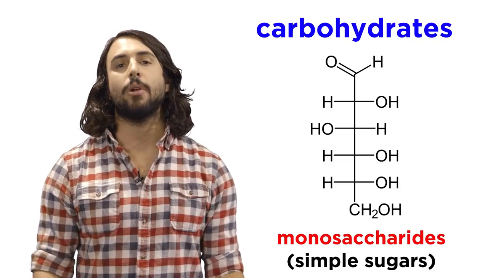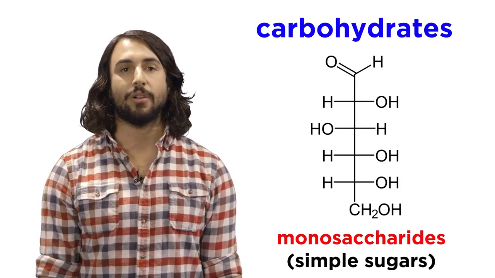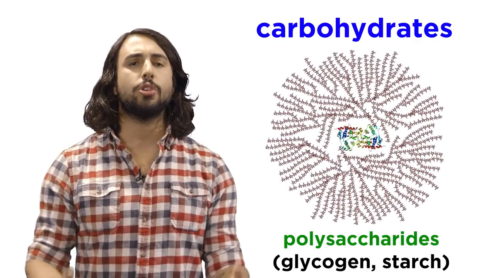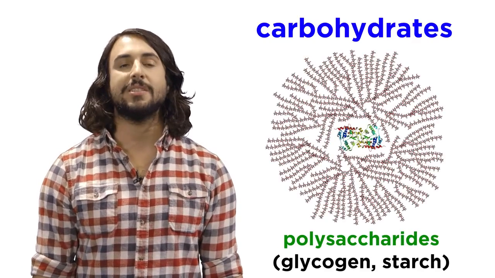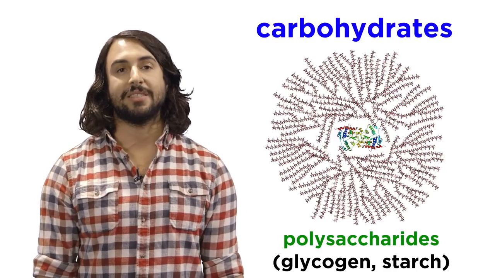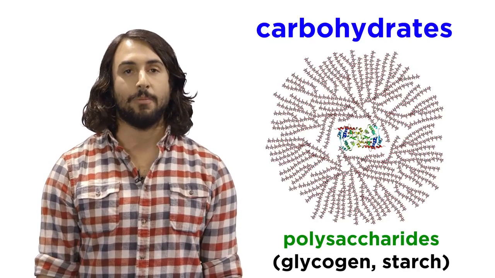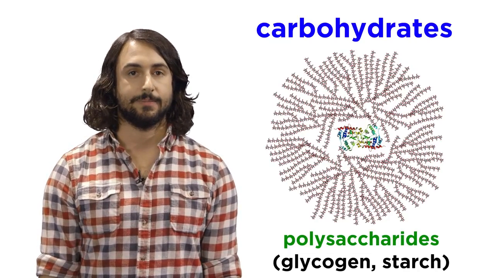So we now have a clearer picture of what carbohydrates are, from simple sugars like monosaccharides and disaccharides to huge polysaccharides with thousands of repeating units. These will come back later when we learn about cellular respiration. But for now, let's move on to another type of biomolecule, lipids.